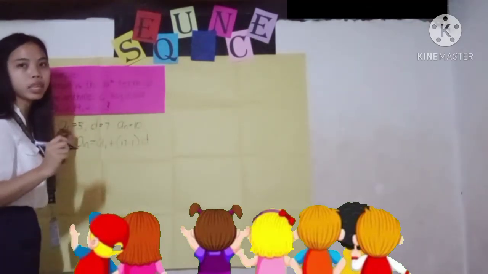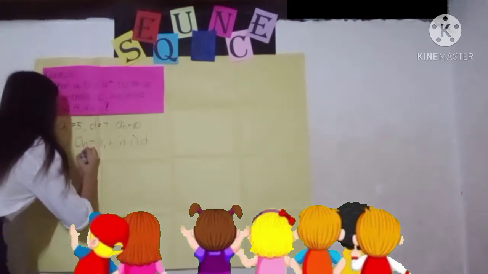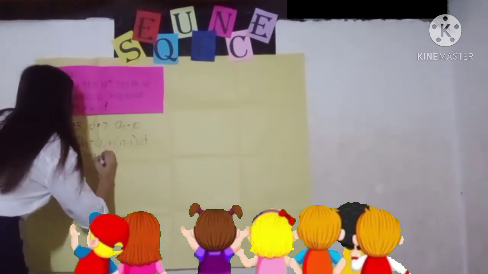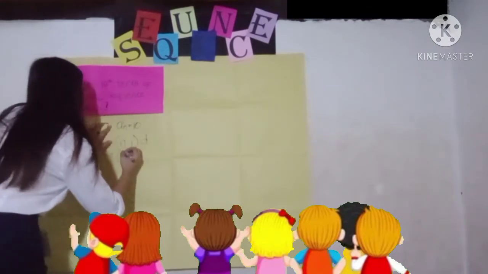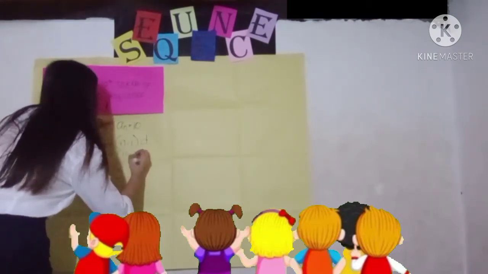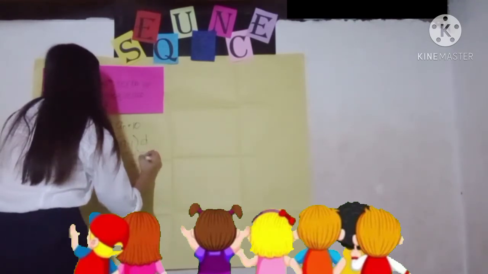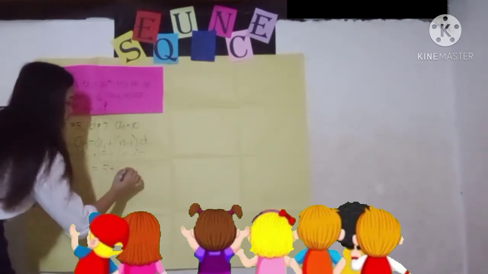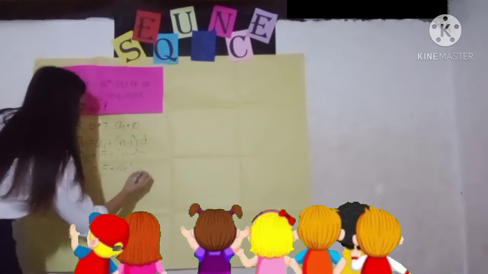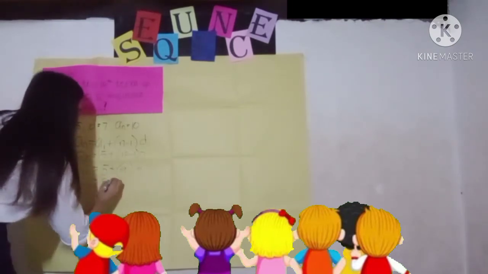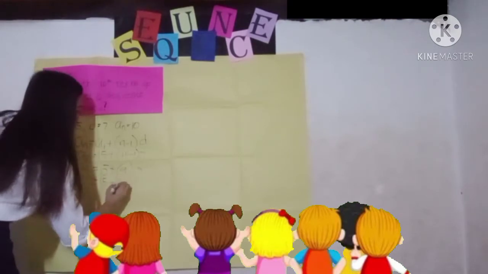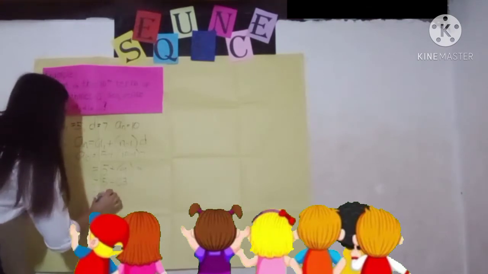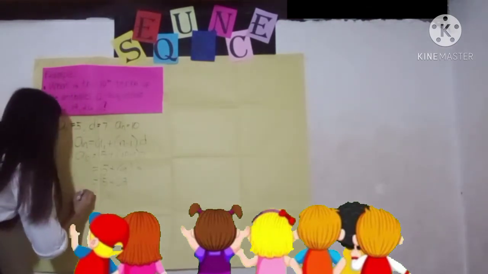Now substitute all the given values, which is a sub 10 equals 5 plus 10 minus 1 times 7, equals 5 plus 10 minus 1 is 9 times 7, equals 5 plus 9 times 7 is 63. 63 plus 5 is 68. And this is our a sub 10.